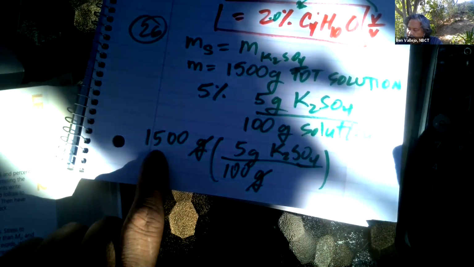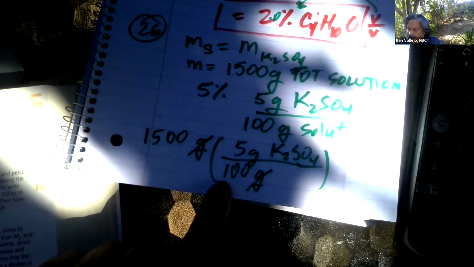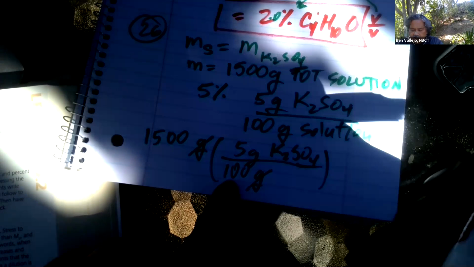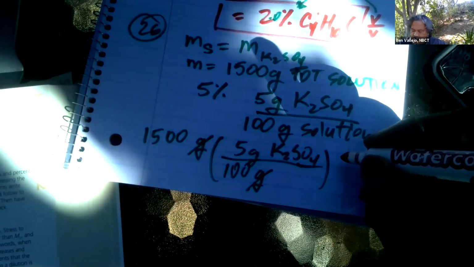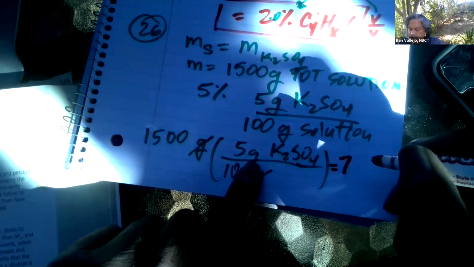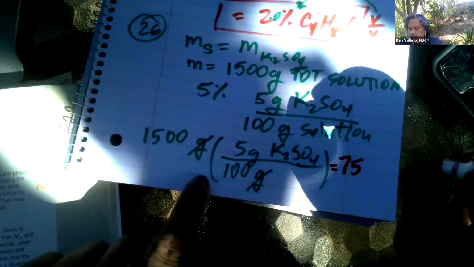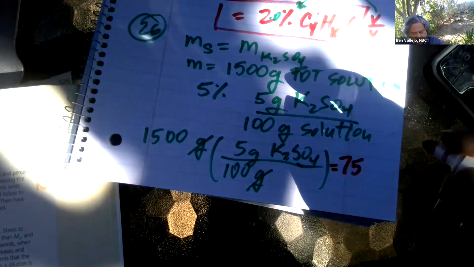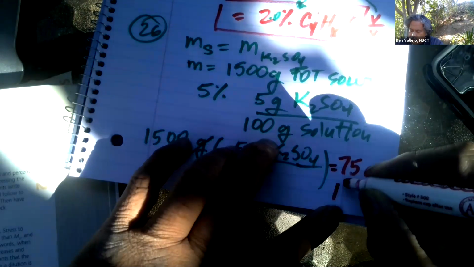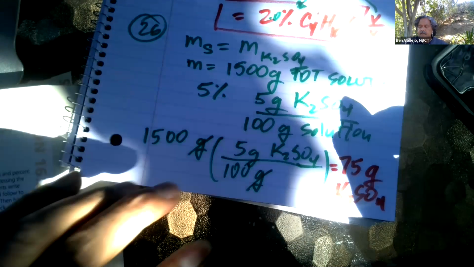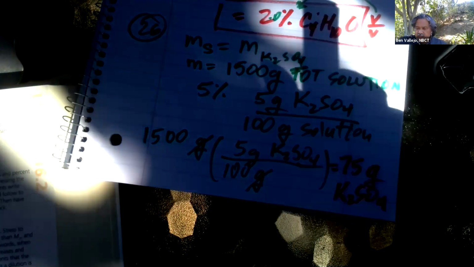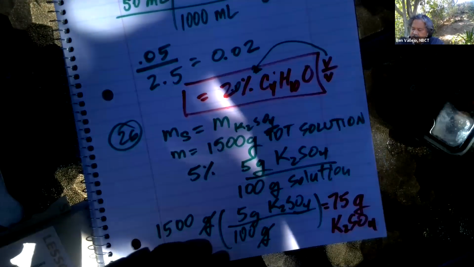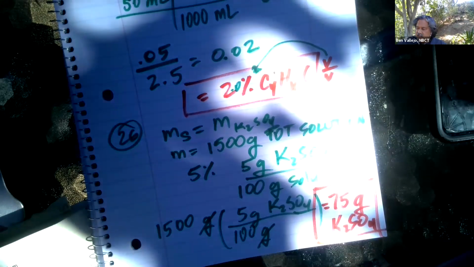1,500 times 5, and then divide it by 100. And that gives us an answer of 75. So what we have is 75, and what is this? This is grams of K2SO4. Let's see, is that right? Yeah, 75 grams of K2SO4. And that's number 26. Let me box that so that we know that that's our answer, and then your work is shown for number 26.